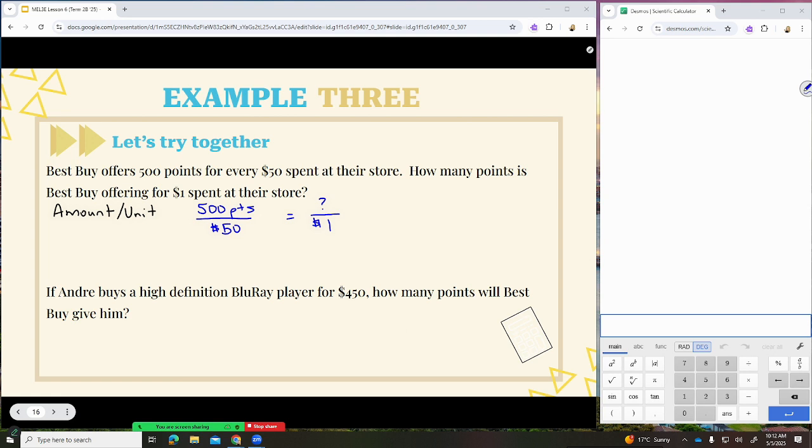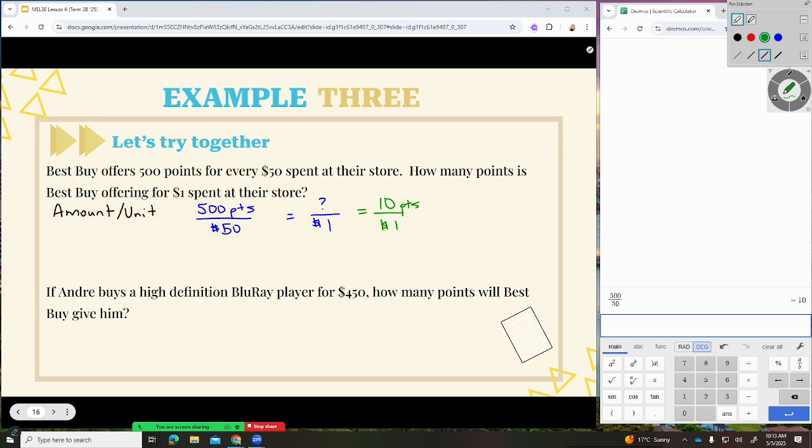In order to calculate, we want to find what it is per $50. So we're going to divide 500 points by 50, which gets us the answer 10. So it's 10 points per $1.